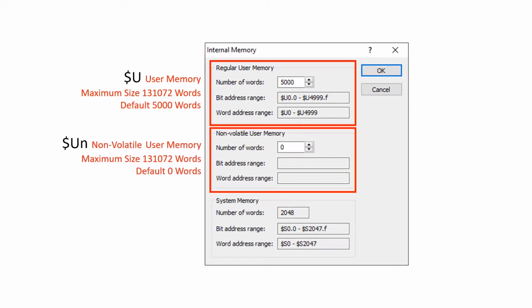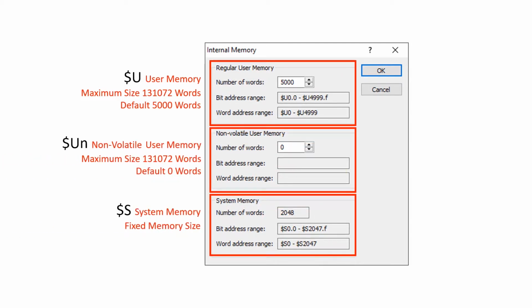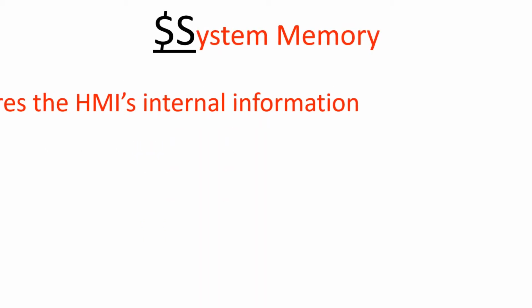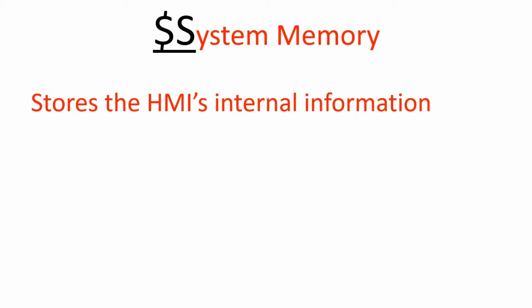The non-volatile memory is set in the same way. The system memory is fixed and cannot be changed. System memory stores the HMI's internal information.